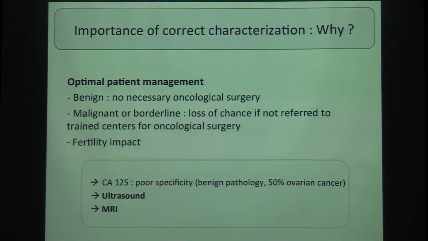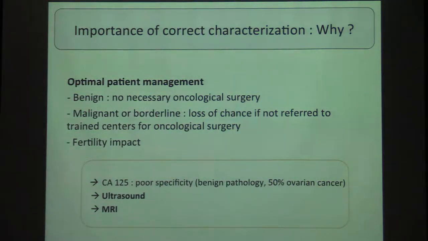So first of all, why is it important to correctly characterize an adnexal tumor? Because, as you all know, masses which fail to be benign don't necessarily need oncological surgery and can be managed expectantly or with minimal access surgery. Whereas for suspected malignant or borderline tumors, there is a loss of chance if they are not referred to a trained center specialized in oncological surgery. Third thing, which is becoming better known, is the fertility impact of ovarian surgery in women of reproductive age, so we must avoid, when possible, unnecessary surgeries.